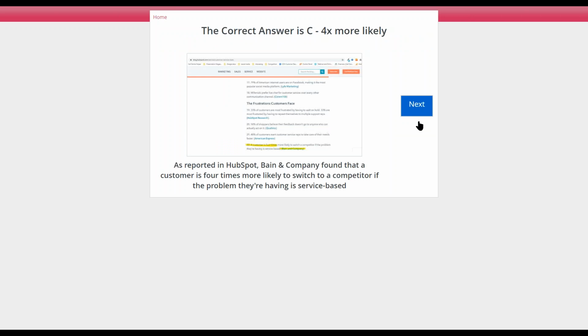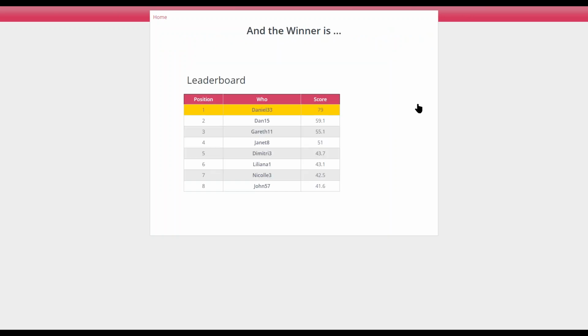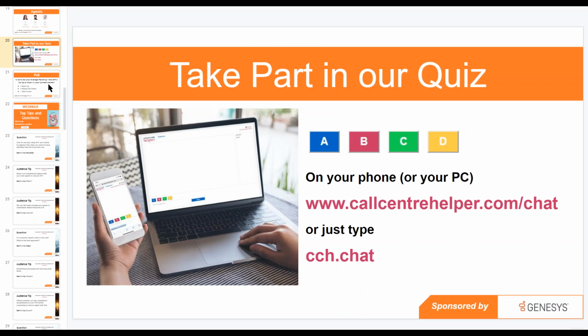As reported in HubSpot, Bain & Company found that a customer is 4 times more likely to switch to a competitor if the problem they're having is service-based. So I think leading all the way through there by quite a margin is Daniel 33. So well done to you, Daniel. That was a nice little bit of fun, but I think it ties in with some of the learning experiences.